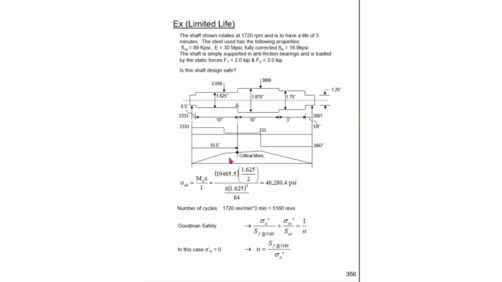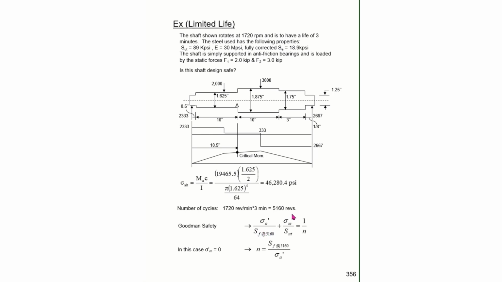Now this is a completely reversed stress type of problem, but we're still going to illustrate the concept of using the Goodman in this type of situation. And so what we do is we come to the Goodman equation, and since we're not really going to have an endurance limit because this part won't have an infinite life, we stick in the fatigue strength at 5160 cycles. And 5160 is 3 times 1720. So I need to get the fatigue strength at 5160 cycles.